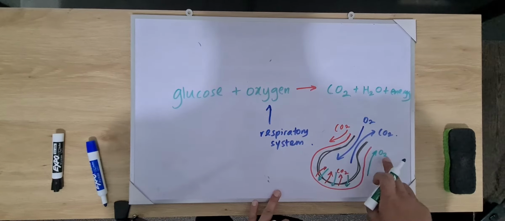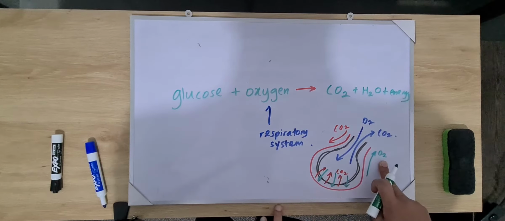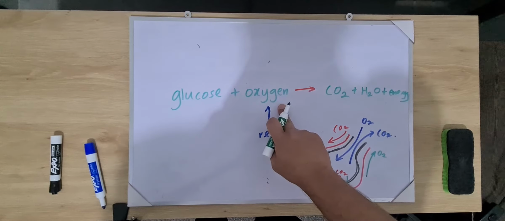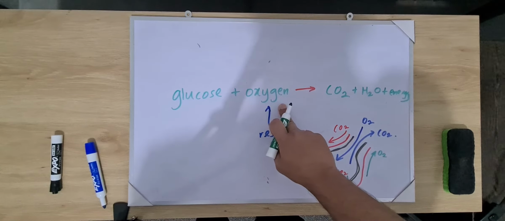And so eventually this oxygen that's just been diffused in from our alveoli will make its way all the way to the cells to form the first reactant in our cellular respiration equation.